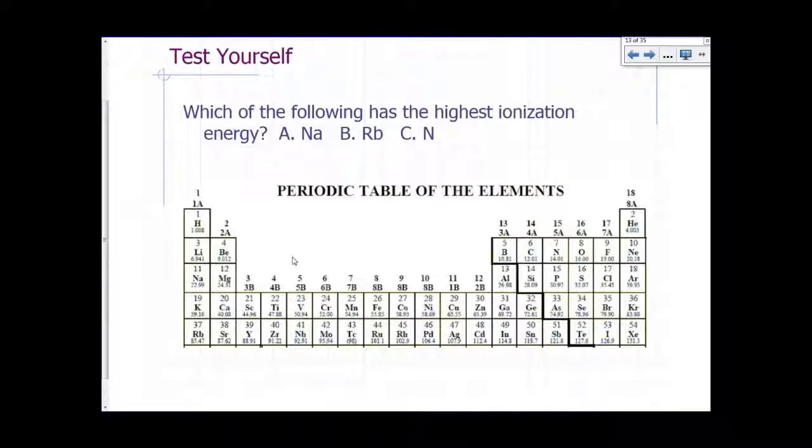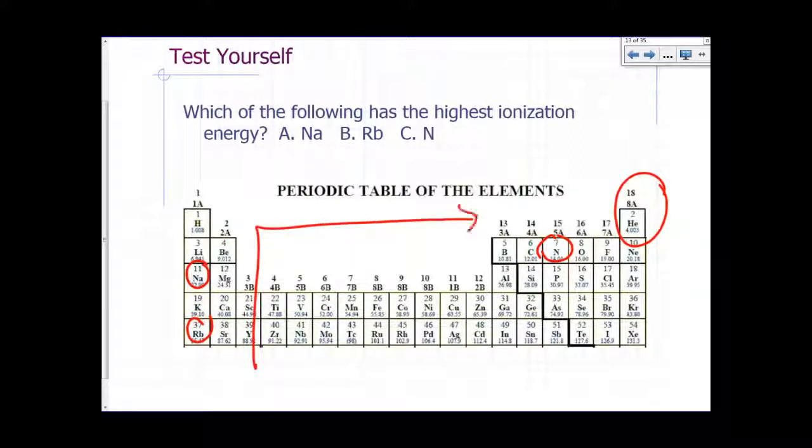Clicker question here. Which of the following has the highest ionization energy? Is it sodium, rubidium, or nitrogen? What's the trend? It's increasing towards the right. So it's increasing this way and that way, the general trend. So nitrogen will have the highest ionization energy of these three.